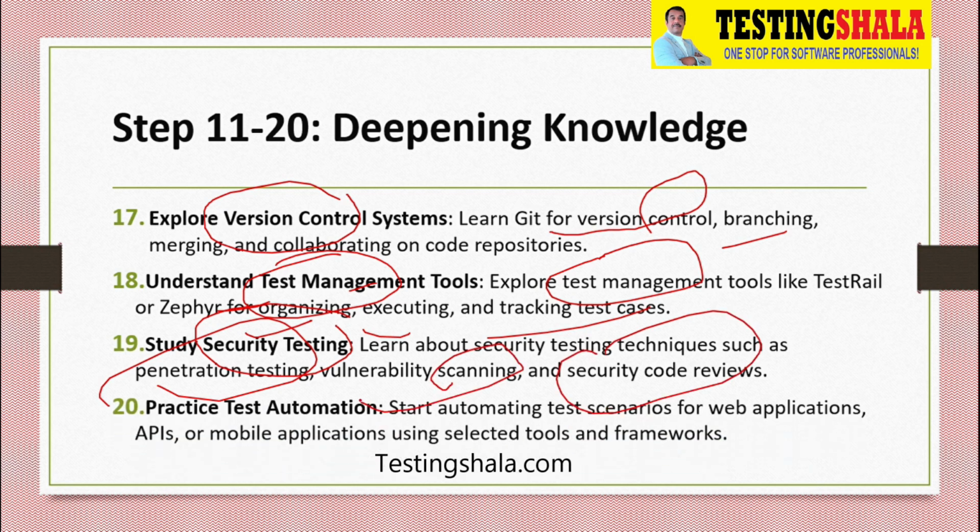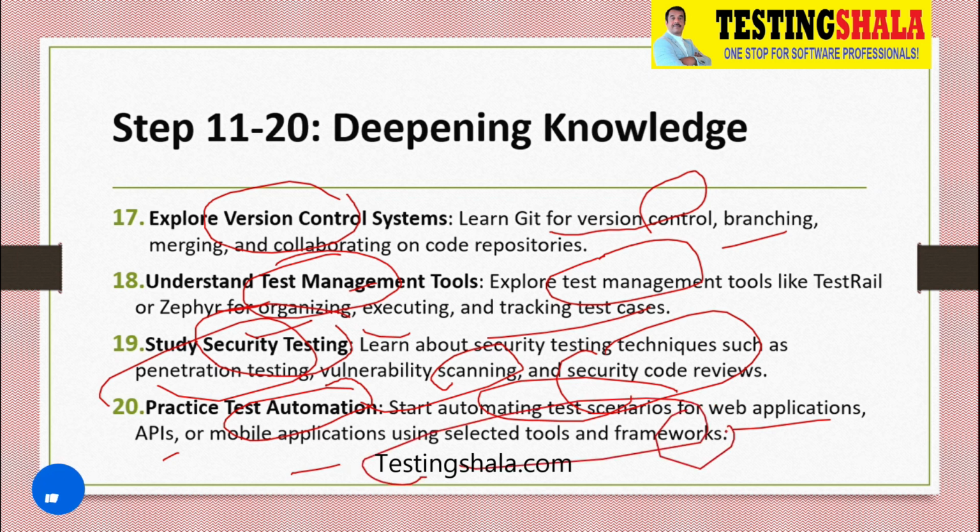Practicing test automation is not just about learning the tool. We should also practice by taking various test scenarios for your web application, and you have to start automating using APIs, and even start automating for mobile applications using various tools and their frameworks. That is also key, because you are trying to deepen your knowledge in order to become an expert, or you want to become a hero there.